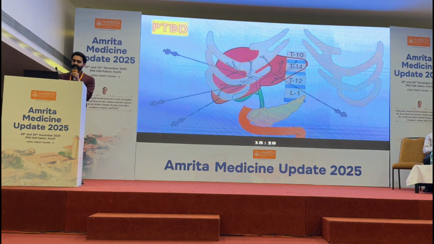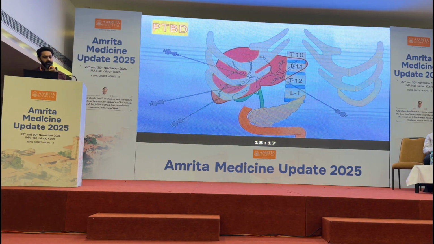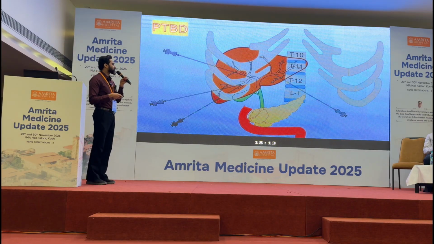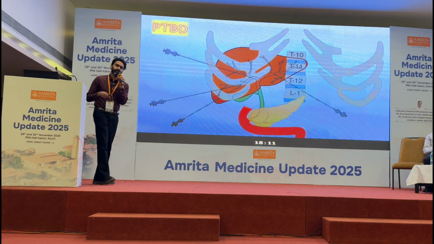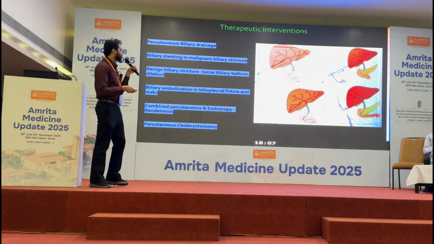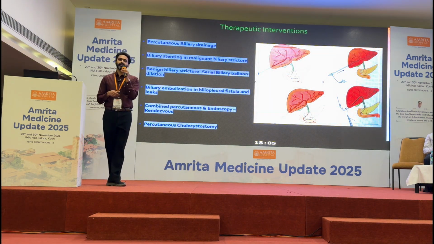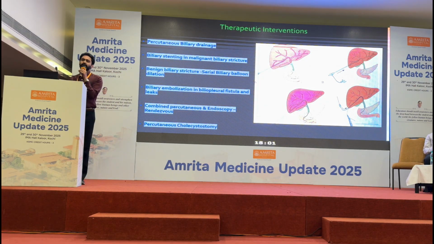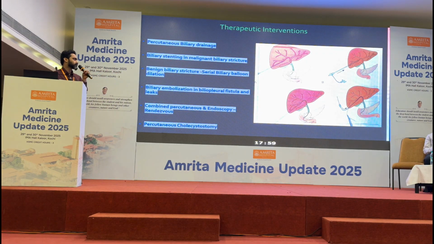Coming to PTBD. PTBD can be done under fluoro or under ultrasound guidance. We take in the Chiva needle, puncture the left or the right duct as per the clinical scenario. And this might be done either to drain the bile which is obstructed, or in cases of cholangiocarcinoma, we might opt to stent that duct.